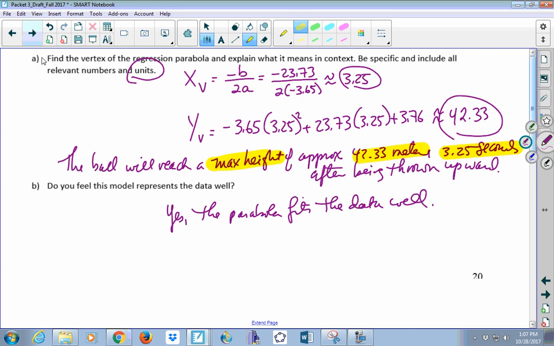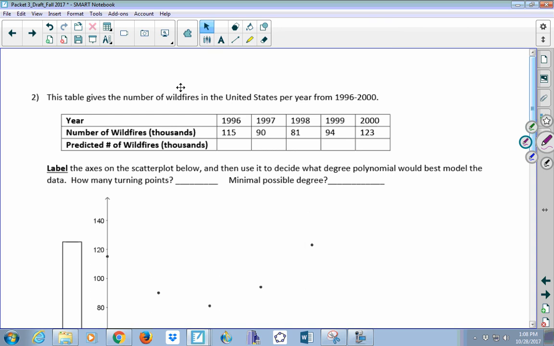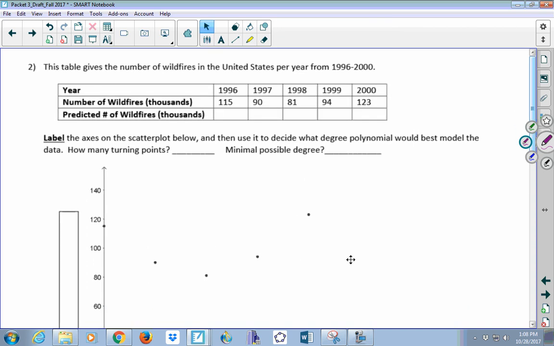All right, let's take a look at another problem. Table 2 gives the number of wildfires in the United States per year from 1996 to 2000. Now, we know that this year, 2017, there's been quite a few devastating wildfires in California. So it'll be interesting to see what this model may predict for 2017, if that was a question we'd want to ask. But we could ask that question.